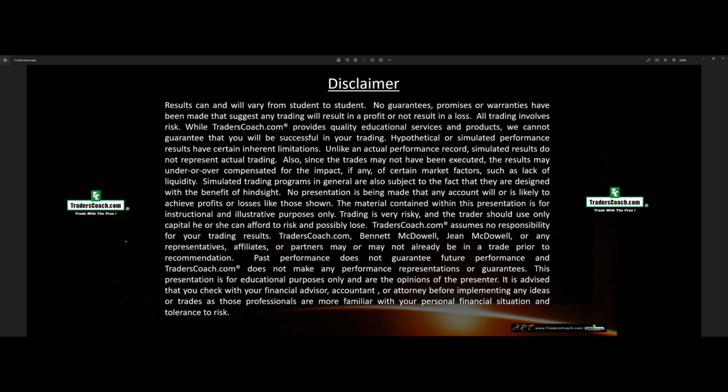Let's see, what else can I cover here? I think that's pretty much it. Be sure you're trading with risk capital, money you can afford to trade with, and also realize that past performance doesn't guarantee future performance. Should probably say that.